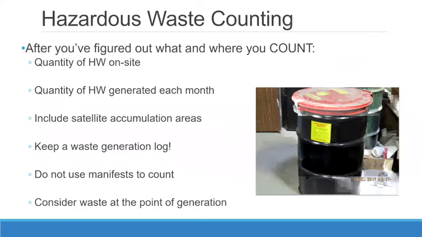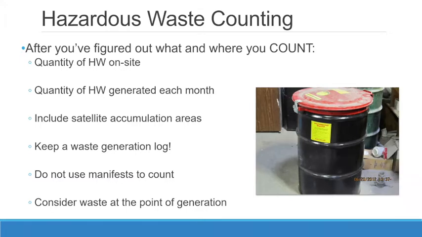You also need to include your satellite accumulation areas, and that's going to come in the fourth session, but basically satellite accumulation areas are containers that you put at or near the point of generation where you collect waste, and then once those containers are full, you move them to your central accumulation area. So when I do my monthly determination, I have to include not only the material that's in my central accumulation area, but the material I'm collecting in my satellite accumulation area.